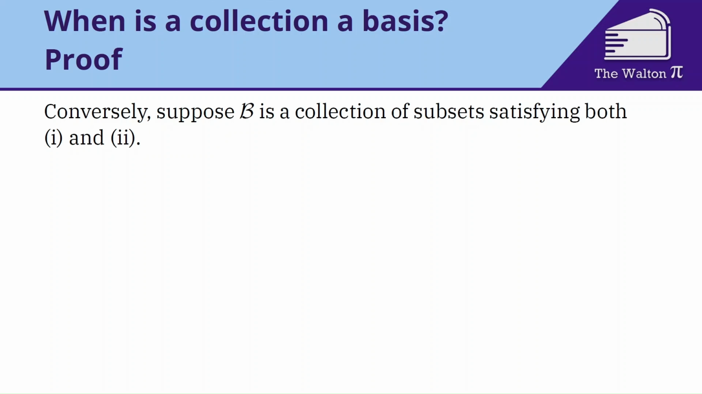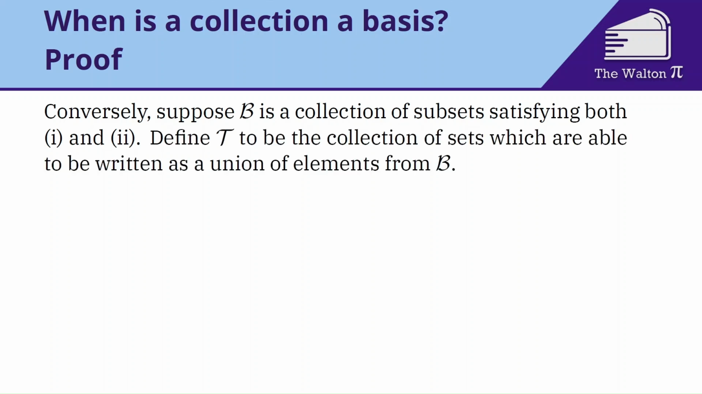So now let's suppose that B is a collection of subsets which satisfies those two properties. Let's define T, so this is going to be the topology. Let's define T to be the collection of sets which are able to be written as a union of elements from B. We are going to show that T is a topology, which tells us that B is in fact a basis.